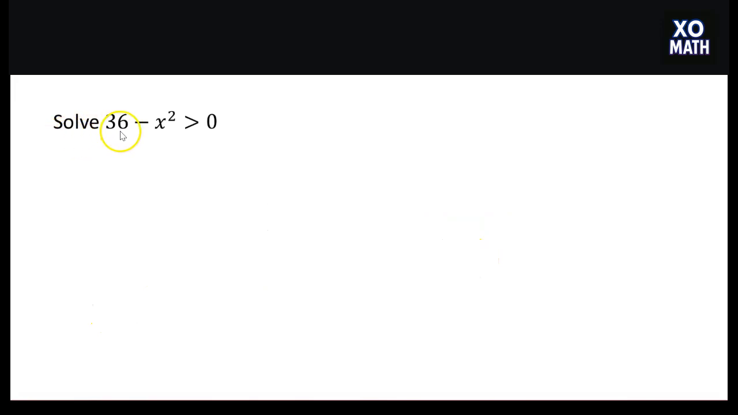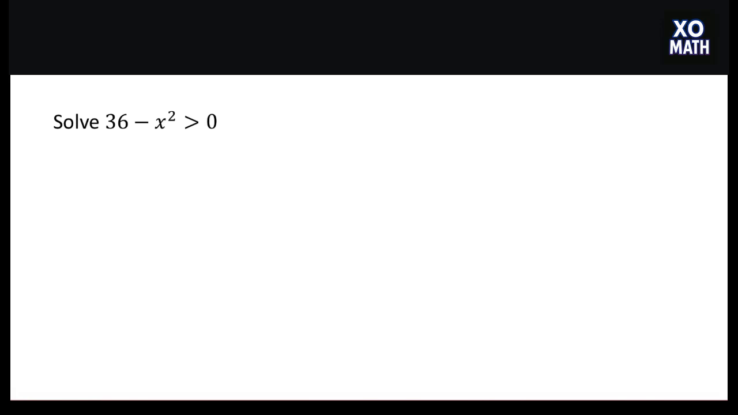We want to solve 36 minus x squared is greater than 0. To solve a quadratic inequality, we have two different methods we can apply. We can graph the function, or we can do a sign analysis or a sign chart. Both methods start the same way. Even though this is an inequality, we start by solving the corresponding quadratic equation.